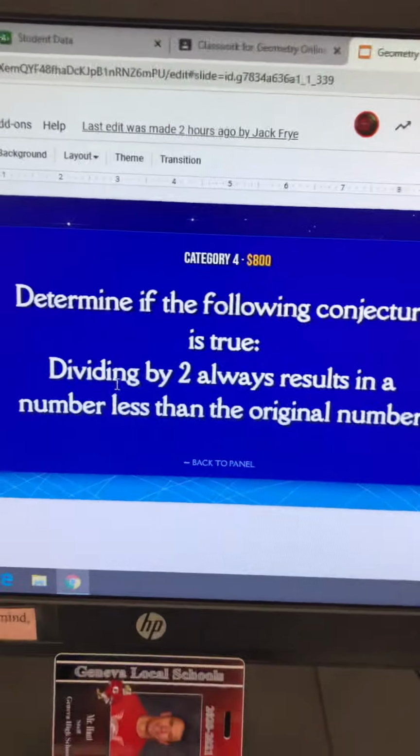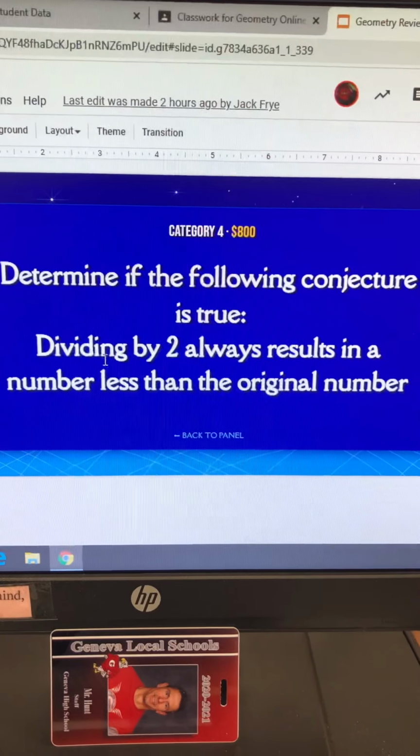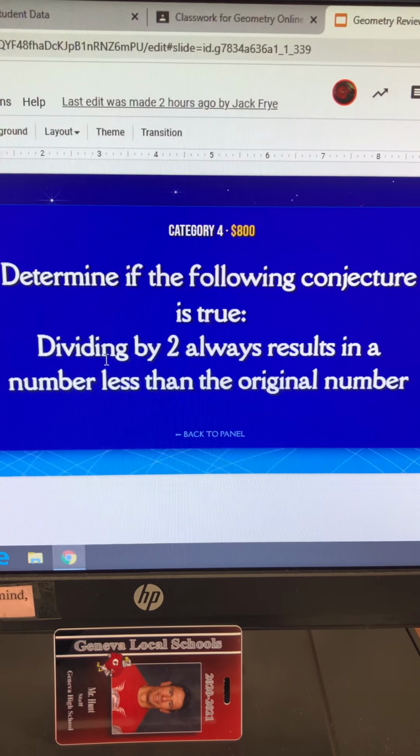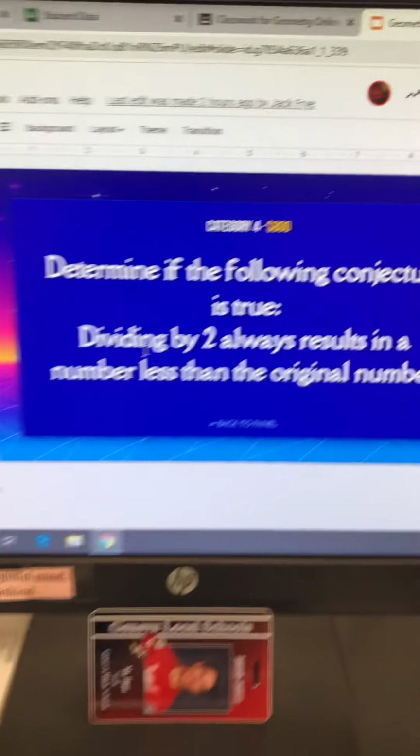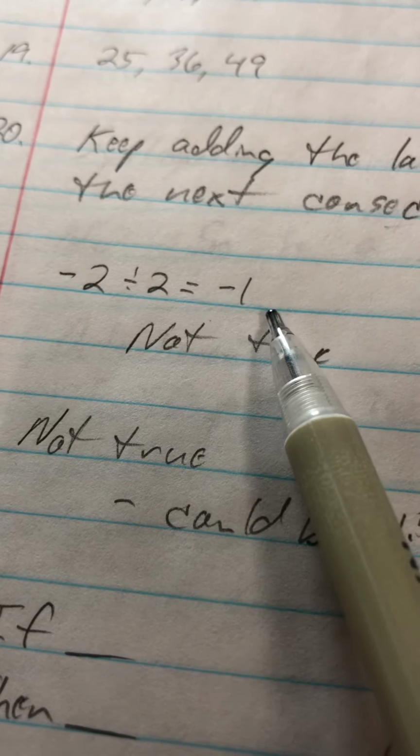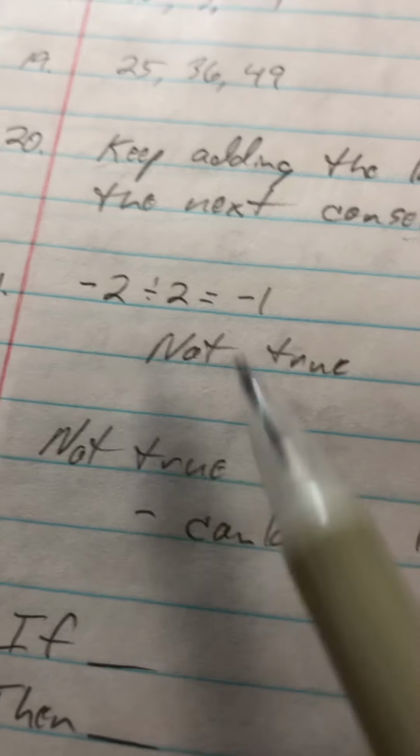It says to determine if the following conjecture is true: dividing by 2 always results in a number less than the original number. Well, not true. I just grabbed -2. Divided by 2 gives you -1. -1 is more than -2, so it's not true.